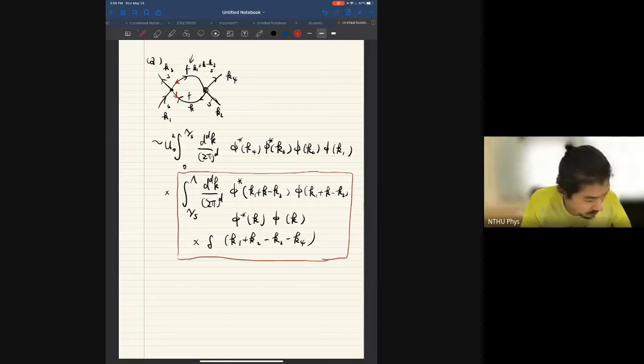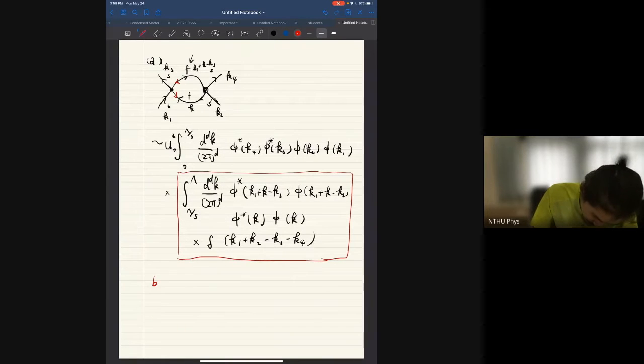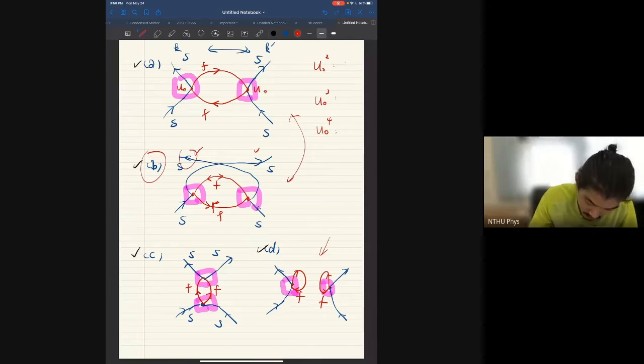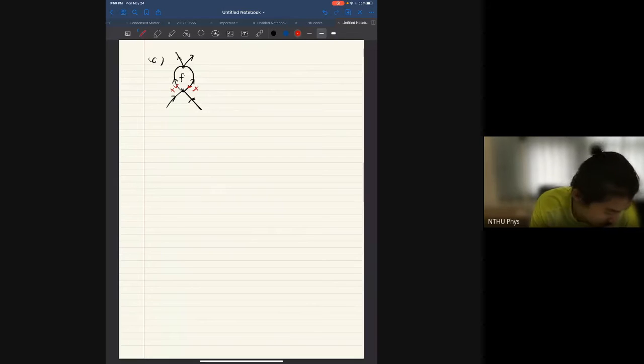Right. Okay. And now let's consider the B part. B part is similar to the A part by exchanging K3 and K4, right? Because you just exchange this part and this part. So just exchange K3 and K4. Okay. Now the C part, as we know, contains this kind of diagram. And as you know, this fast mode only has one direction, because 2 in must have 2 out. You cannot have this kind of 2 in, 4 in state. So the red part is forbidden. So there is only one term.